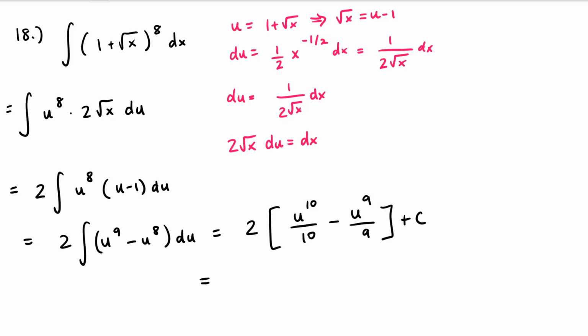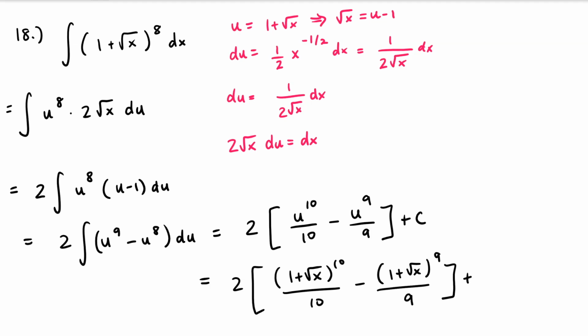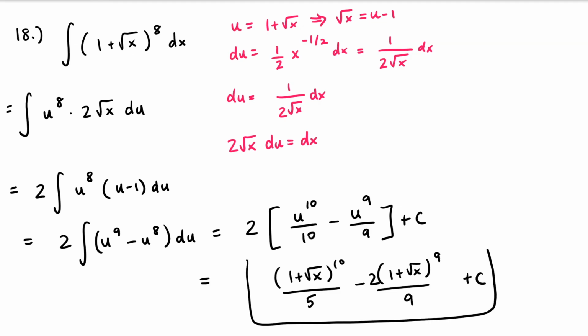Let's go ahead and plug u back in. So we have 2 times 1 plus the square root of x to the 10th power over 10 minus 1 plus the square root of x to the 9th power over 9 plus c. And if we'd like, we can distribute that 2 in. So if I distribute the 2, that's going to give us a denominator of 5 in the first fraction, and then we'll have a 2 there. So here is our final answer for number 18.